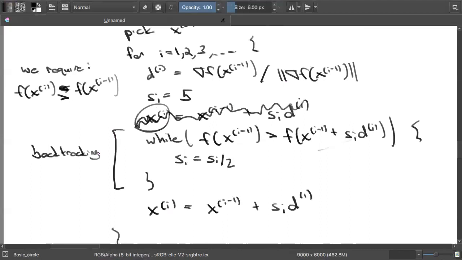Now the question arises of what you raised. Should I reset s in every iteration? That is, in the previous iteration, I found, let's say, that my step size ended up being 0.1. Should I, in the next iteration, try to take a step of 5 again? Or should I do 0.1? Or should I do something else? What do you guys think?